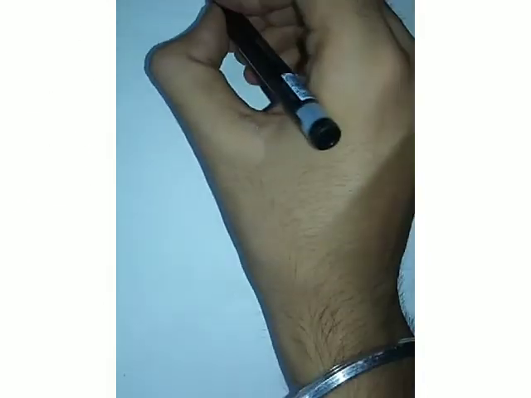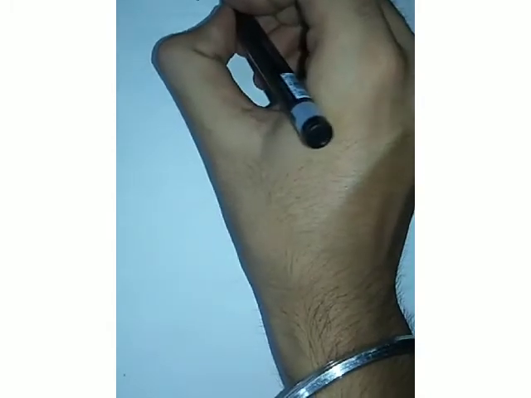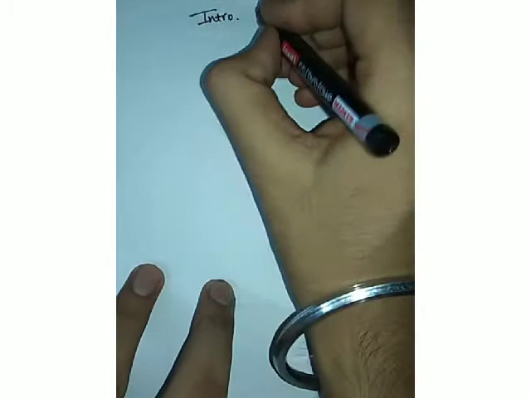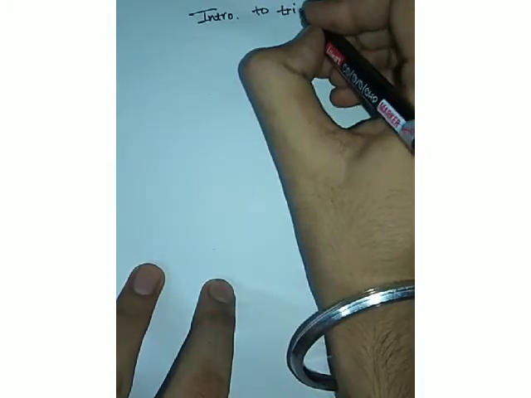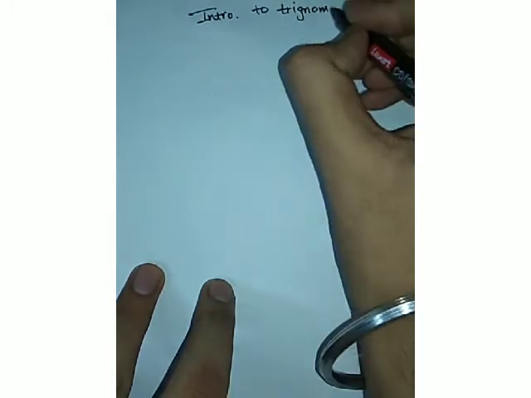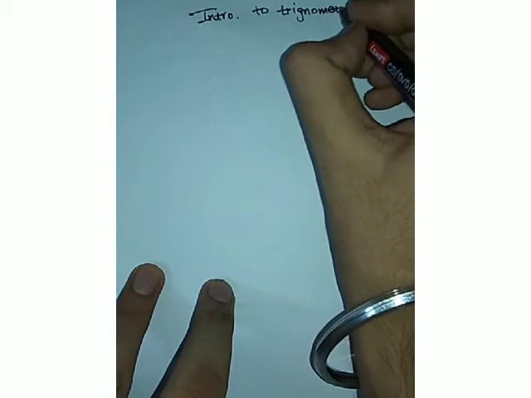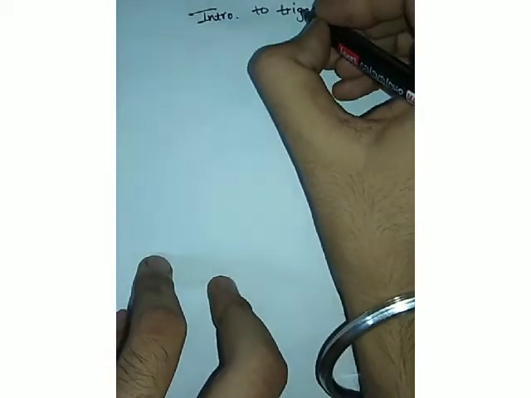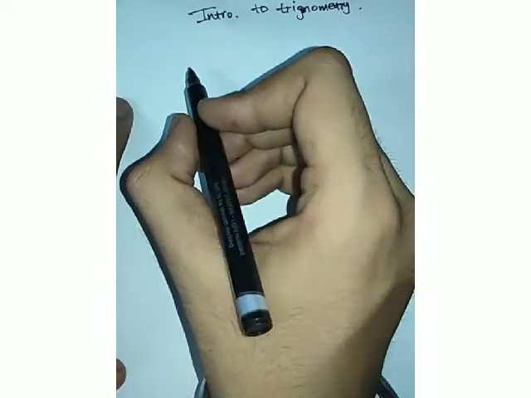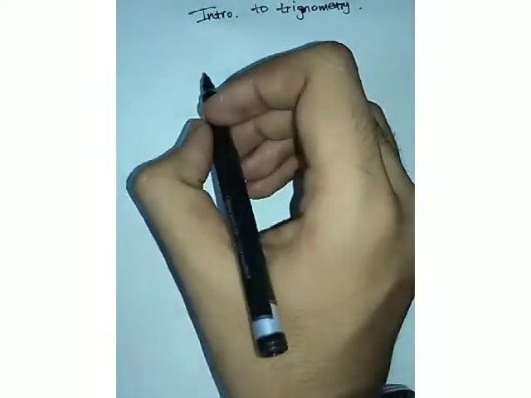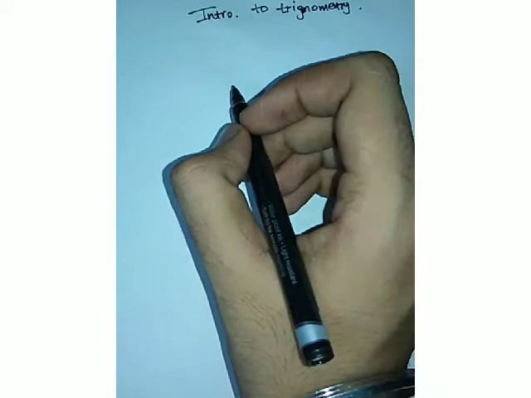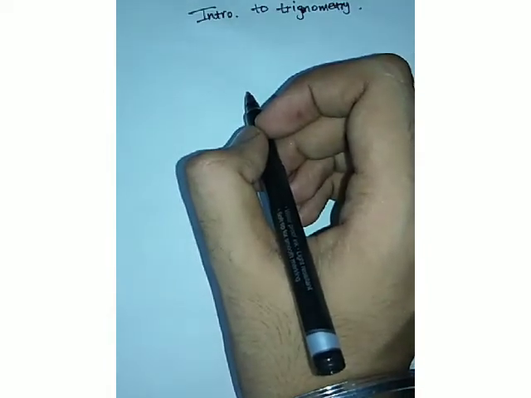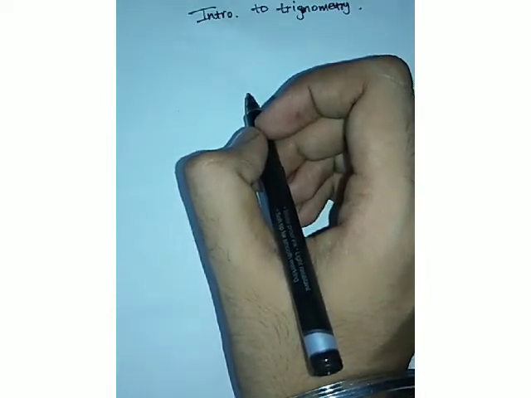We are going to continue with our chapter Introduction to Trigonometry, that is of 10th class. And so far we have done our first example, and today we are going to discuss the remaining examples, that is example second, third, fourth and fifth of the very first exercise. So let's clear some more concepts.